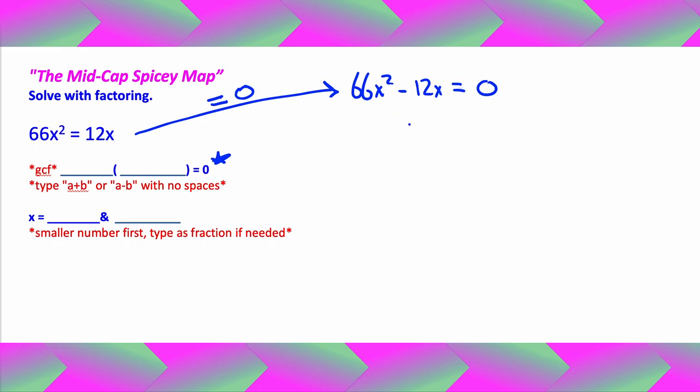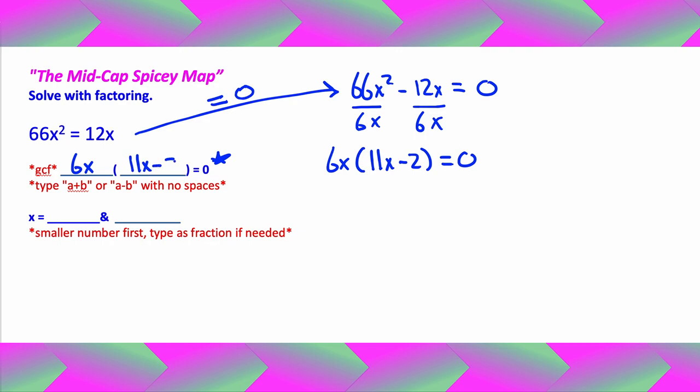So here we go. First thing is first, I'm going to see if I can take a GCF out of 66x squared and 12x. I could probably take an x out. 66 and 12 have a 6 in common, so let's give it a rewrite. I can take a 6x out as my GCF. What's left over? If I take the 6x out, I think I have an 11x minus 2 left over, and that's going to equal 0. So my GCF and my binomial is going to be a 6x and then an 11x minus 2.